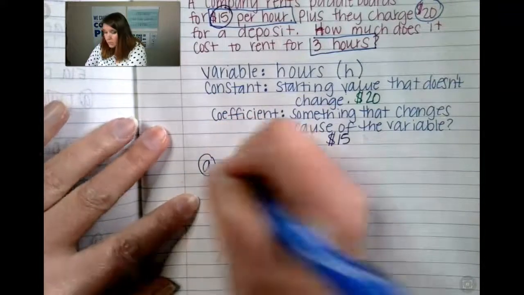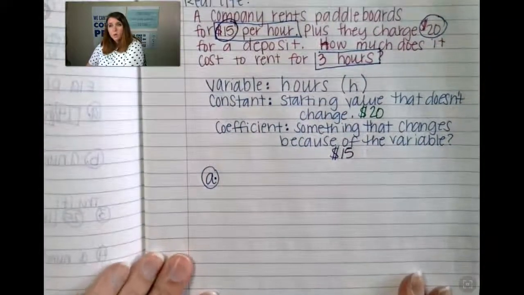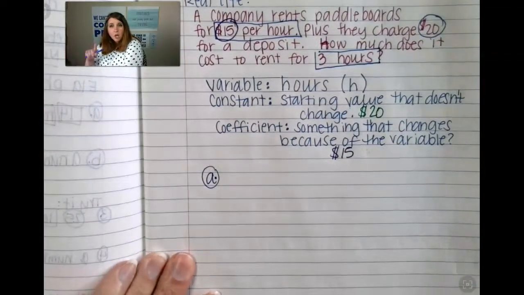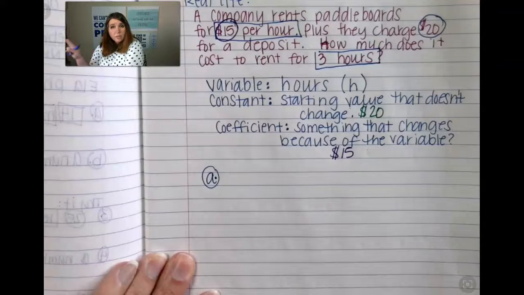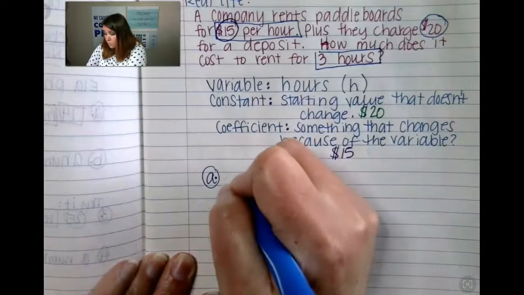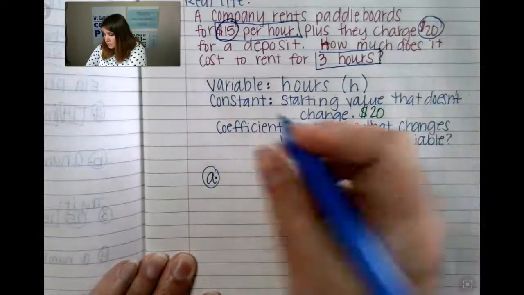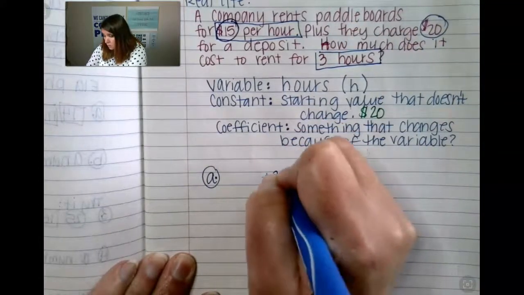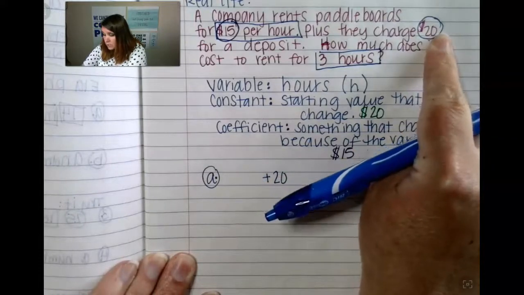Okay, so part A, we are now going to write up an algebraic expression. So we need a coefficient with a variable attached to it, right? So we know a coefficient has a variable, and then we need a constant. So what's our starting value that we always have? We're always going to have this plus 20. We always have this plus $20.